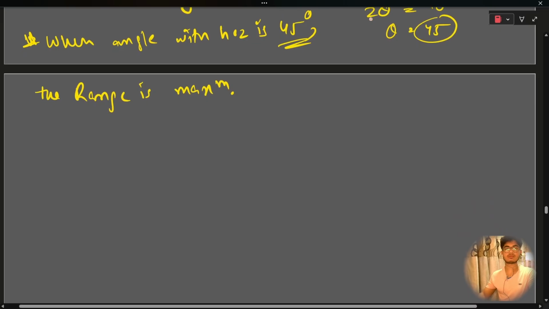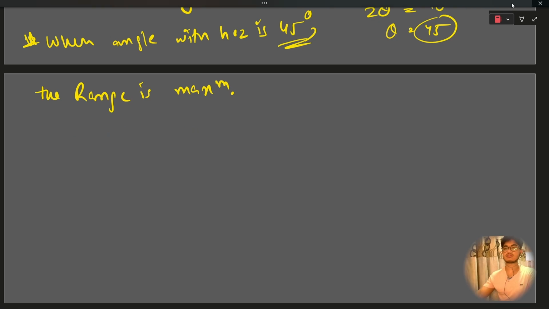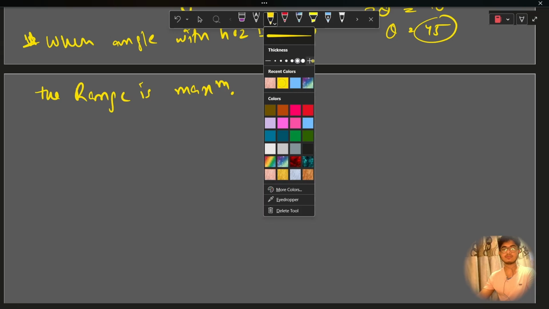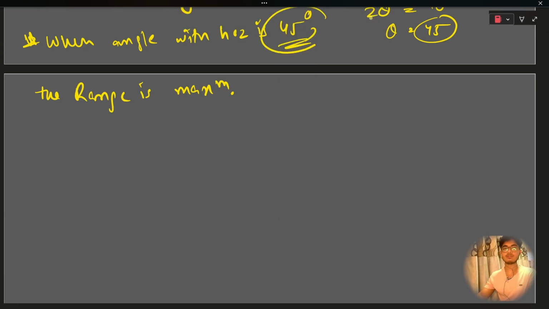Also, for complementary angles, I'll come to this later. Just know this right now, that the range is maximum for 45 degree with the horizontal.